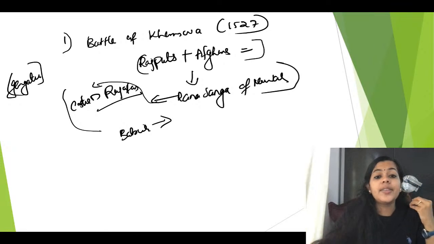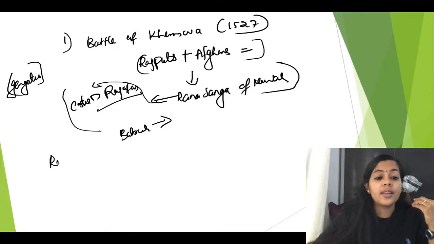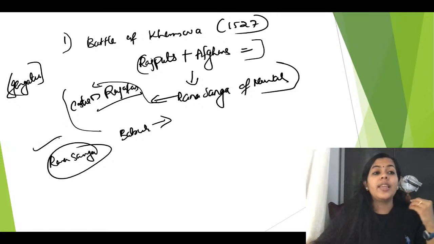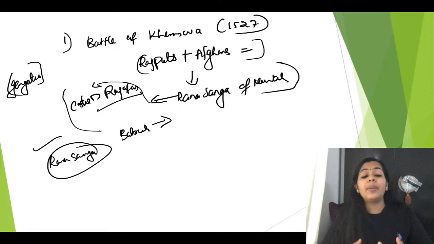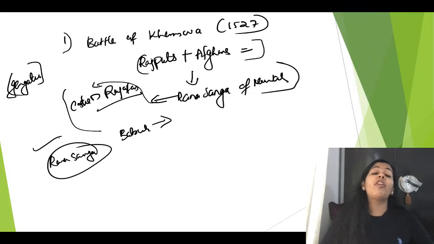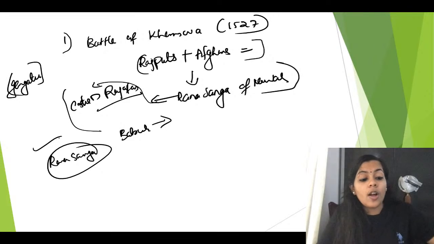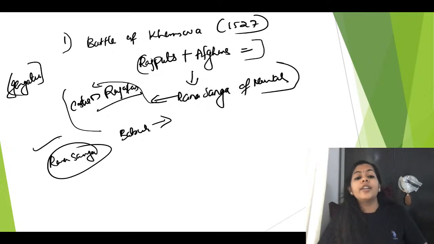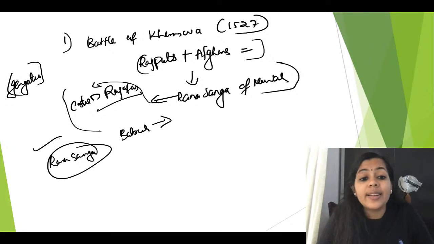And Rana Sanga received widespread support. See, Rana Sanga received widespread support. Why? The Hindus in the country supported them. We have also seen the establishment of the Vijayanagara kingdom and all. And all these people indirectly started to support the kingdom of Mewar, that is, Rana Sanga of Mewar. Why?